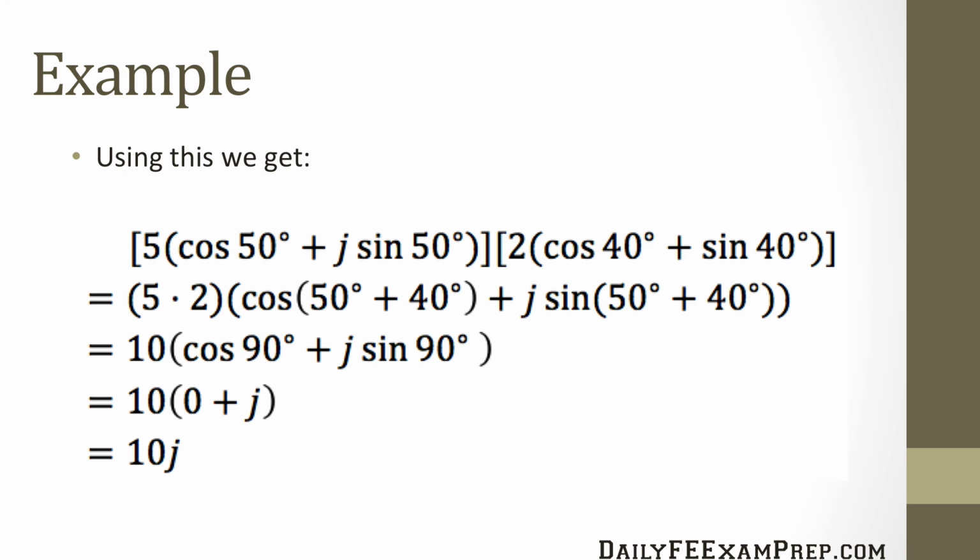So that simplifies down to 5 times the cosine of 50 degrees plus j sine 50, times 2 times the cosine of 40 degrees plus j sine 40 degrees, which ends up being 5 times 2 times the cosine of 50 plus 40 plus j sine of 50 plus 40. So that simplifies down to 10 times the cosine of 90 degrees plus j sine 90, which simplifies down to 10 times 0 plus j, or 10j.